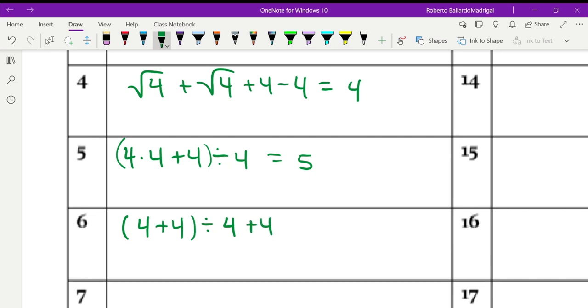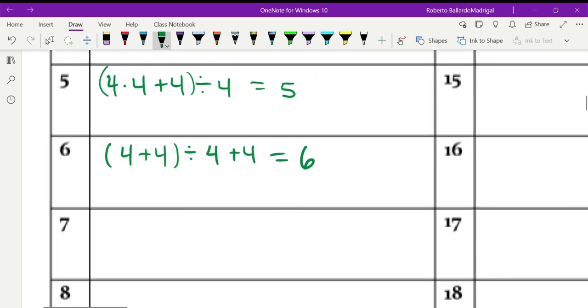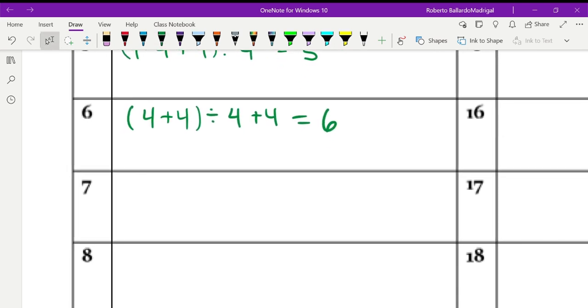Like this. So 4 plus 4 is 8. 8 divided by 4 is 2. 2 plus 4 is 6. Very good. Number 7. Let me move on to the next group. Radiance group. Number 7.